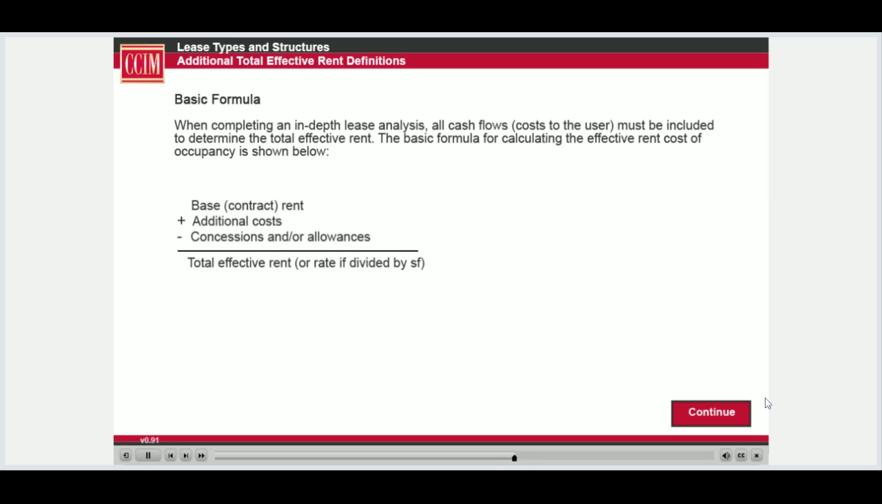When completing an in-depth lease analysis, all cash flows or costs to the user must be included to determine the total effective rent. The basic formula for calculating the effective rent cost of occupancy is shown below. Base or contract rent plus additional costs minus concessions and/or allowances equals total effective rent, or rate if divided by square footage.